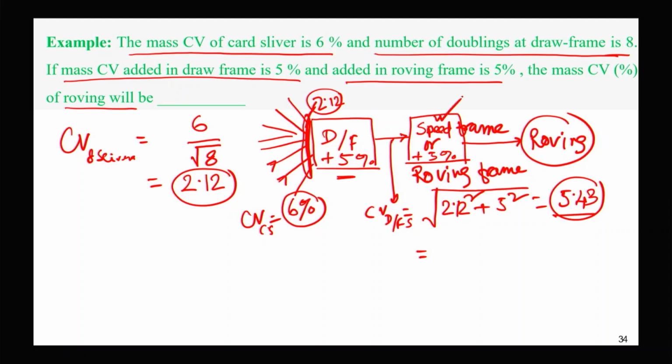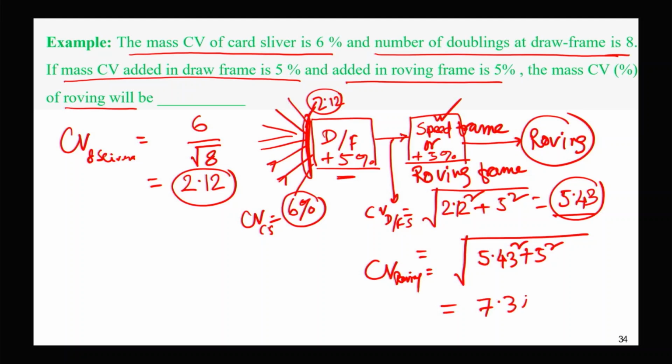Again 5% CV is added at the speed frame or roving frame stage. So the CV of roving finally will be under root of 5.43 square plus 5 square. So it will be 7.38. So this is the answer here, 7.38. In this way we can solve this numerical.